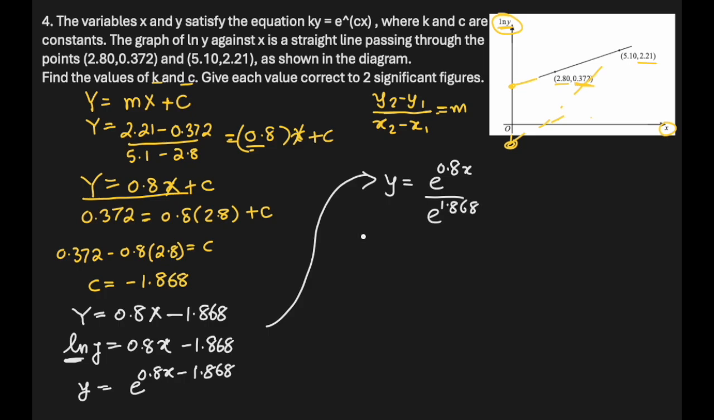1.868, right? And now we want this format: ky is equal to e to the power cx. E to the power cx, we got it. This, if I multiply, I'll get k. So e to the power 1.868 y is equal to e to the power 0.8x, and e to the power 1.868, we can put this in a calculator and get our value for that.